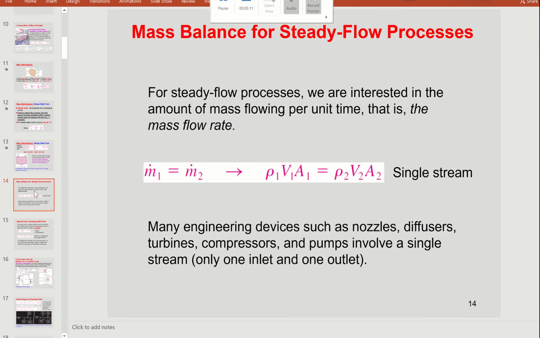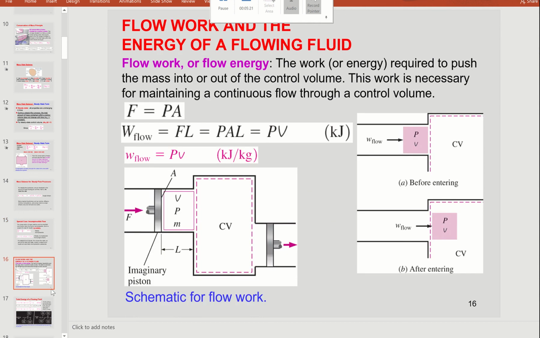Now let's move on to energy conservation. Before we come to the entire new equation for energy, we have to learn some concepts first. The first concept is flow work. Flow work is also called flow energy. It's the work required to push mass in and out, because we are looking at an open system. An open system has mass coming in and out, and also energy coming in and out. When this mass comes in, work is required to push it in and out, and that is pressure times volume.